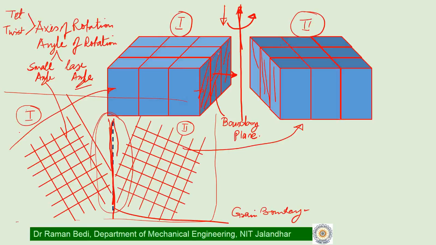So you have this grain boundary surface here, the normal to the boundary surface here, and this is the axis of rotation. So this happens to be your axis of rotation. In this particular case, this will be described as one type of grain boundary, which I'll describe in our next slide.